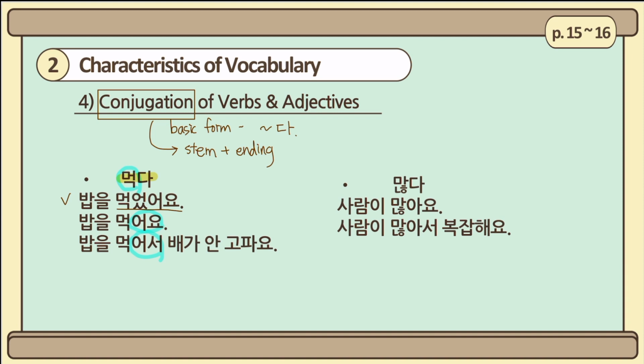When we look at the adjective 많다, to be many, in the sentence 사람이 많아요, there's a lot of people. It's combined with a final ending in the present tense 아요. When combined with the connecting ending 아서, which indicates the reason for something, it can be conjugated as 사람이 많아서 복잡해요. It is crowded because there are many people. Thus, when used in a phrase or sentence, the verb or adjective form changes depending on the situation.